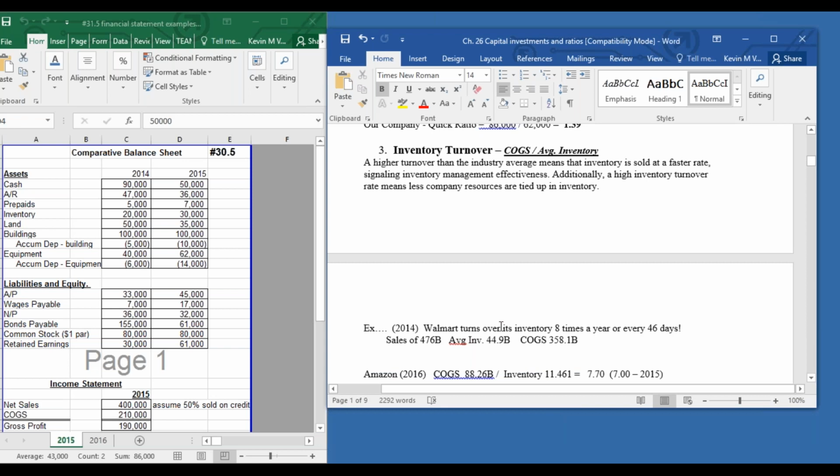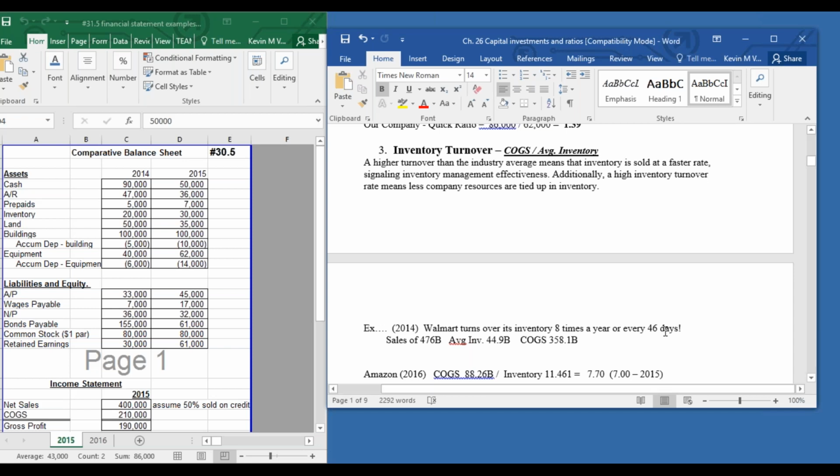I first pulled up Walmart just to show you that Walmart turns over its inventory 8 times a year, or if you're looking at it on a daily count, that means every 46 days. However much Walmart has in its store, they completely sell everything and then start up again.